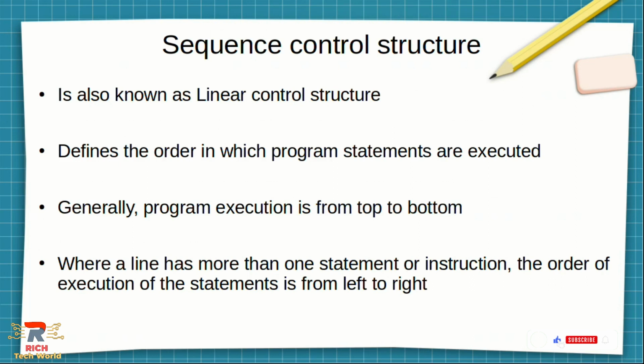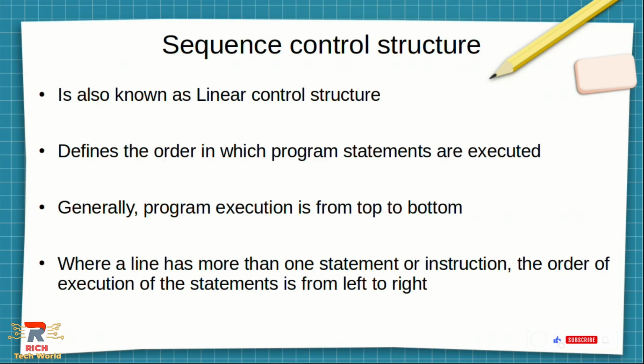Also, where a line has more than one statement or instruction, the order of execution is from the left to the right. For instance, we said that we can allow the user to input several values into different types of variables using just one input statement. If you don't know that, then I suggest you go back and watch the video on the input and output statements to understand it better. I'll leave the video link in the description below.